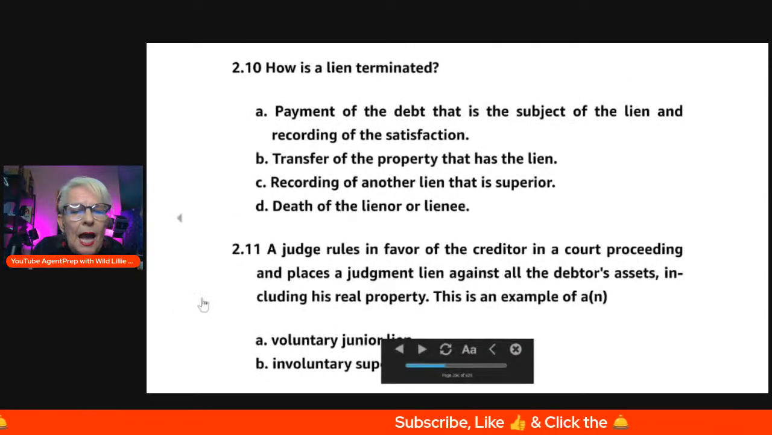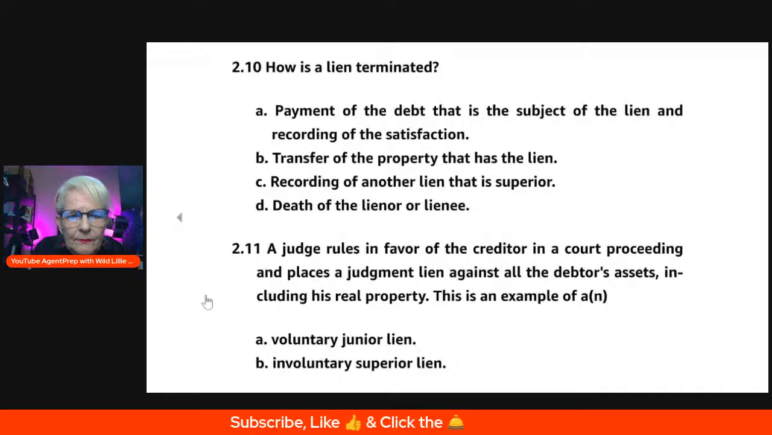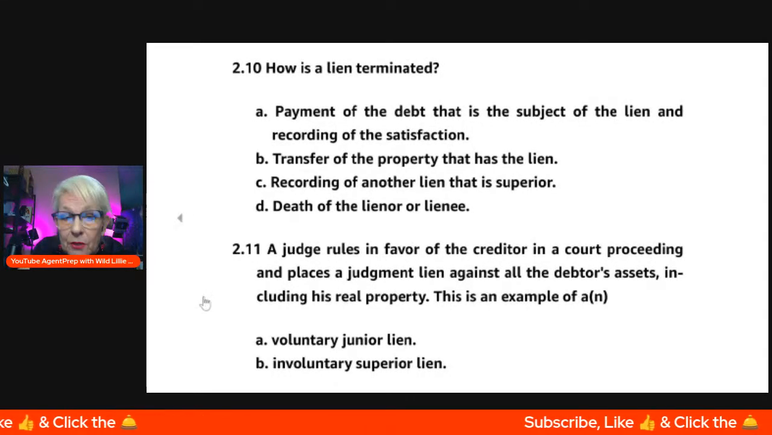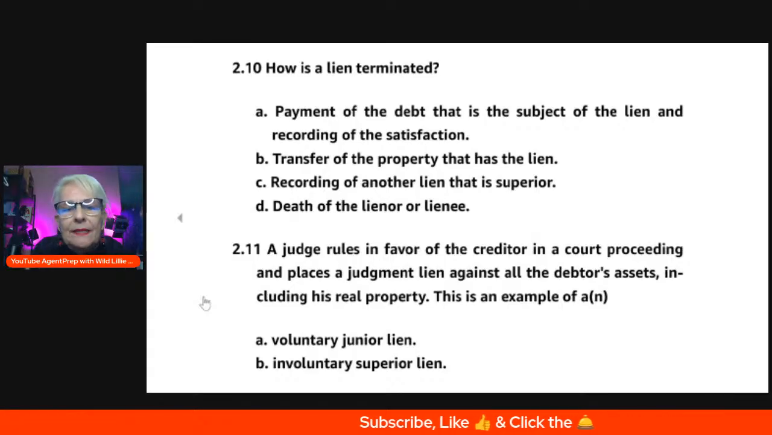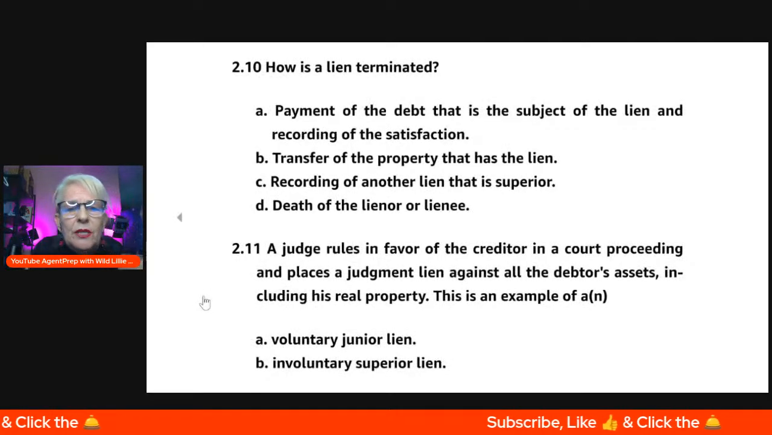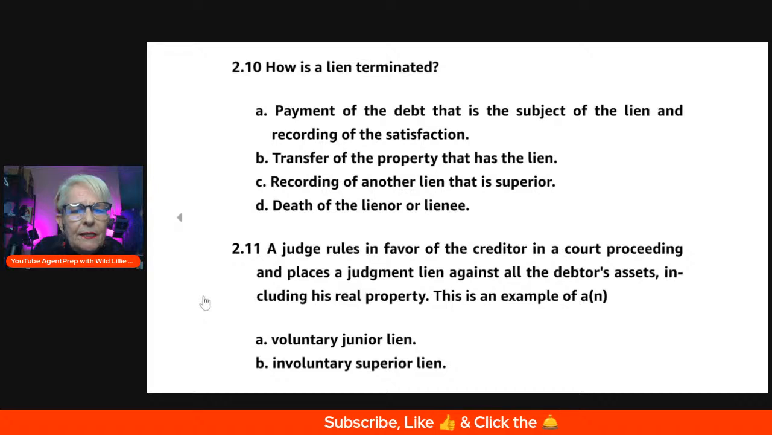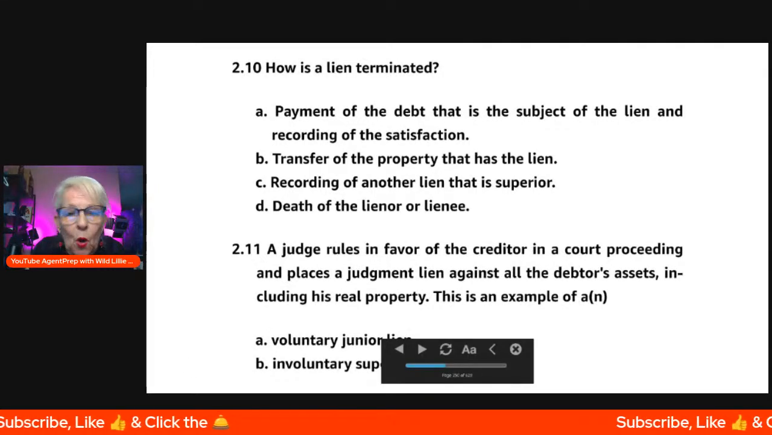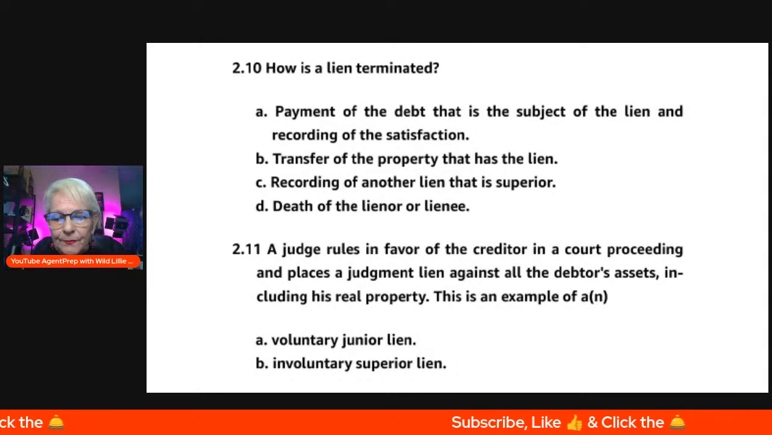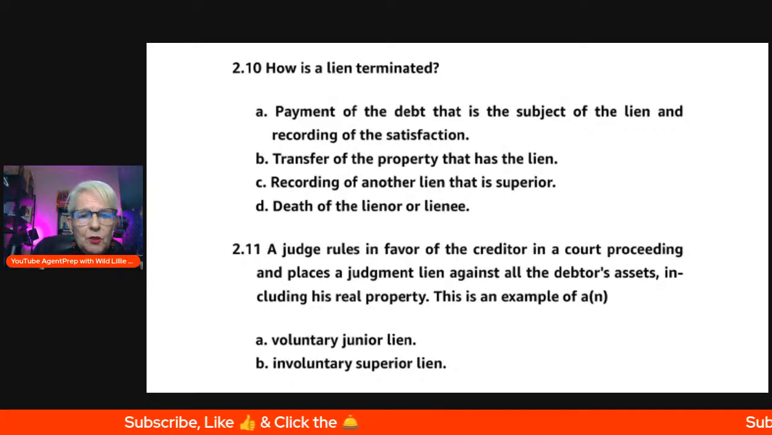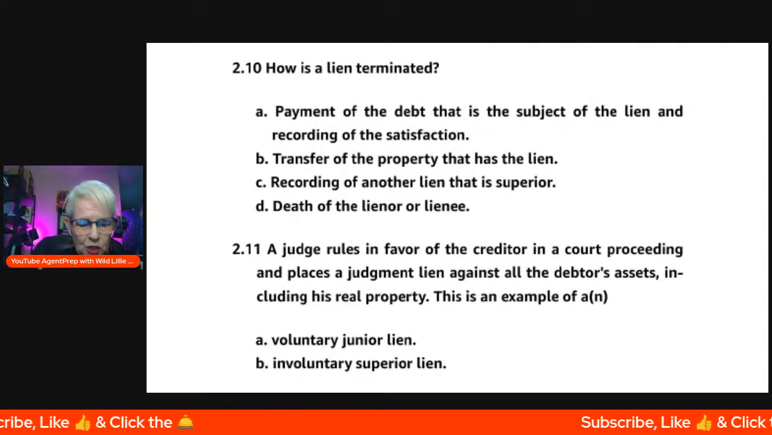Number 10, how is a lien terminated? So how do you terminate a lien, a mortgage lien, or some other type of lien? A, payment of the debt that is the subject of the lien and recording of the satisfaction. B, transfer of the property that has the lien. C, recording of another lien that is superior. Or D, death of the lienor or lienee. Remember OR or EE? So what is the answer here for number 10? How is a lien terminated?